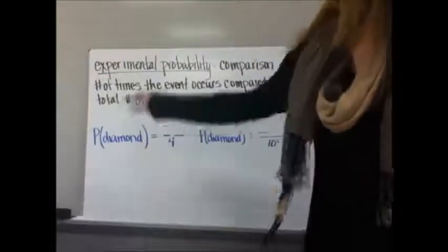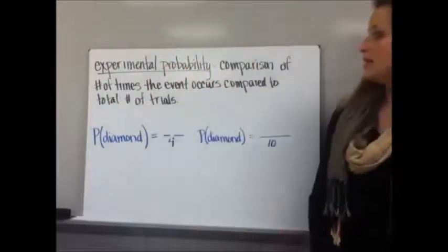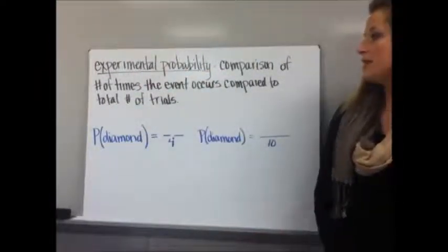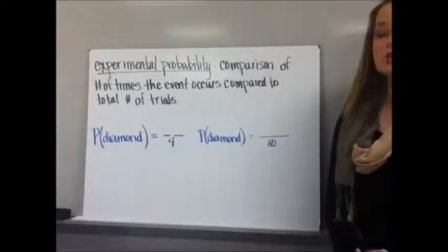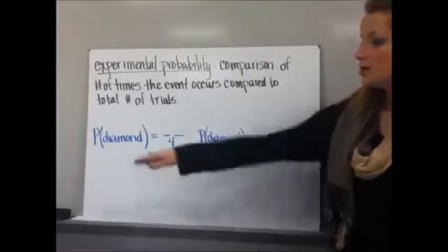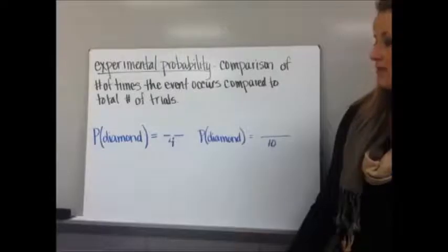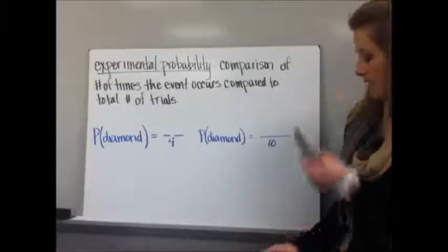So by definition, experimental probability is the comparison of the number of times the event occurs compared to the total number of trials. So we're going to find the probability of drawing a diamond from a deck of cards.